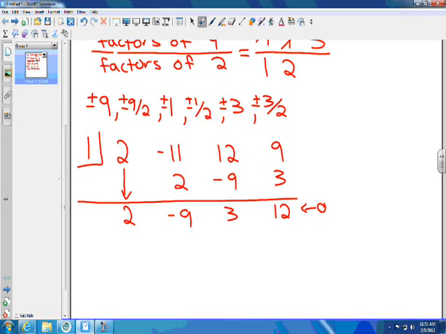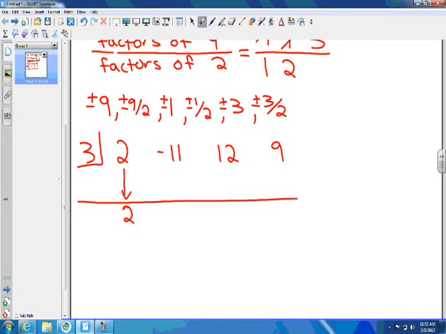So make sure if you don't get 0 that you did it correctly. So what are we going to try next? Negative 1. Has anybody tried that? Negative 1 doesn't work. So what would we try next? Positive 3. Anybody done that?